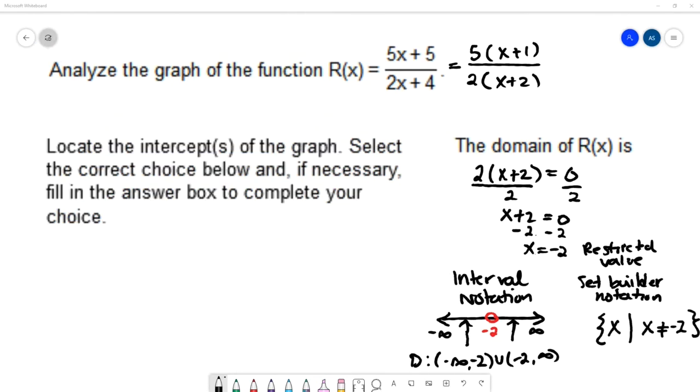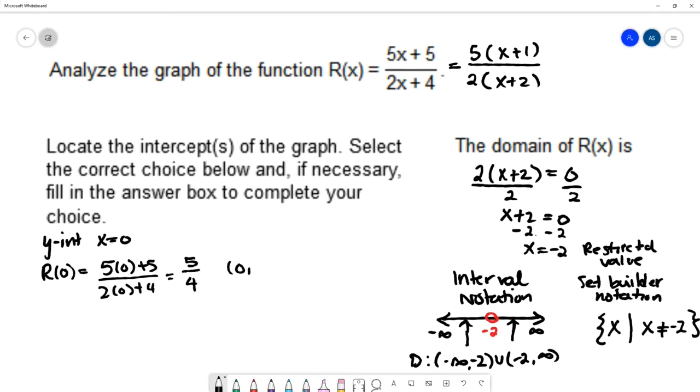So the next thing that we're going to look at are the intercepts of the graph. We're going to look for x-intercepts and y-intercepts. Usually y-intercepts are a little bit easier to find, so we'll start with that. So to find a y-intercept, we're going to let x equal 0. I'll substitute a 0 into my function r of x. That will give 5 times 0 plus 5 over 2 times 0 plus 4. And that leaves me with 5 over 4. And so we have a y-intercept of 0, 5 over 4.